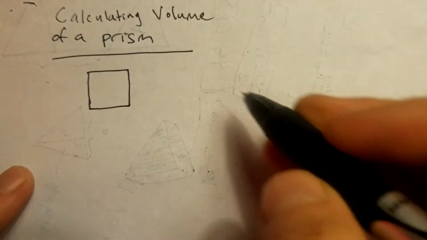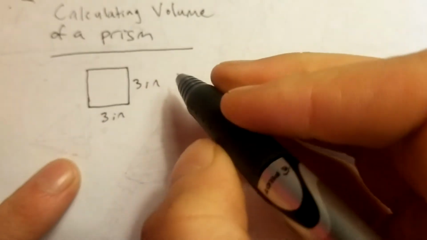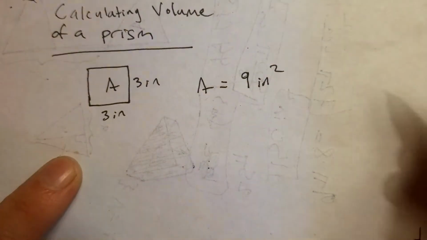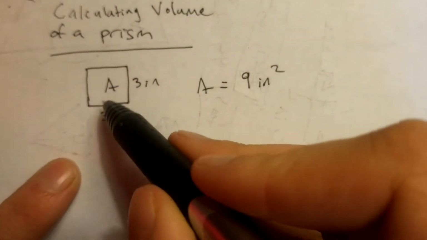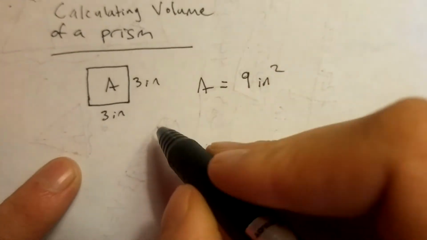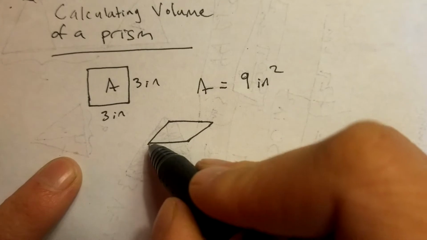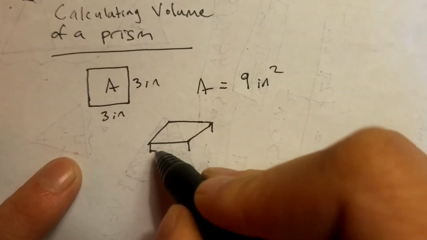We're going to start by calculating the volume of a prism with a square base. So this square has a side length of 3 inches, which means that its area is going to be 9 inches squared. Now if we want to think about this square in 3 dimensions, we're going to look at it from the side, and we're going to give it some height.